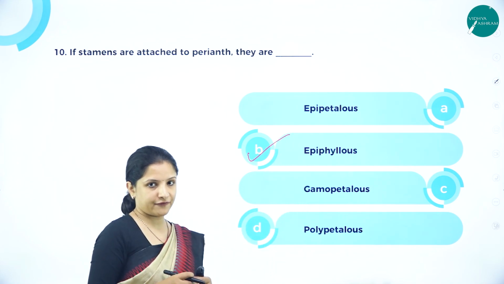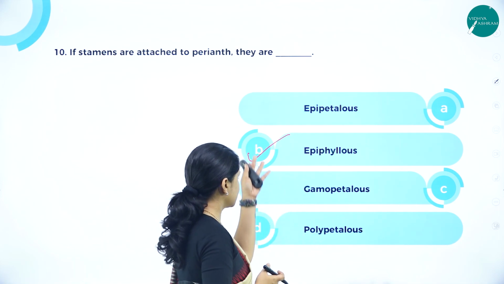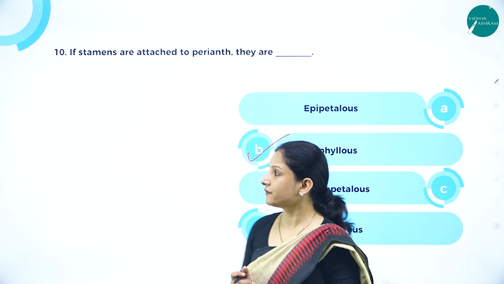Gamopetalous means petals are fused. Polypetalous means petals are free. So, it has nothing to do with the stamens here. Therefore, the right answer here is epiphyllous.